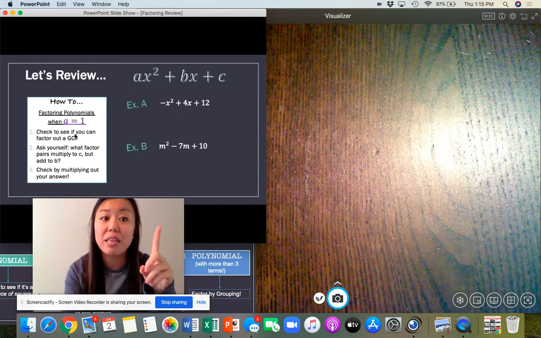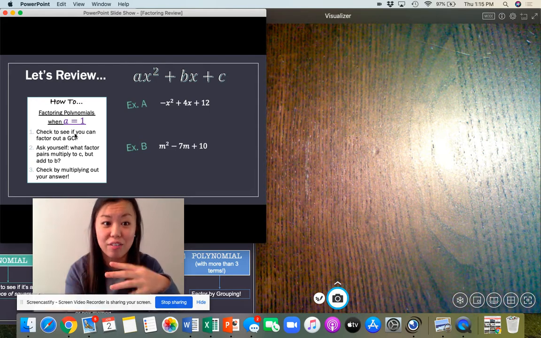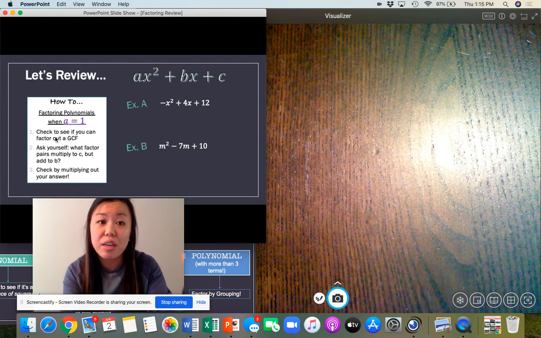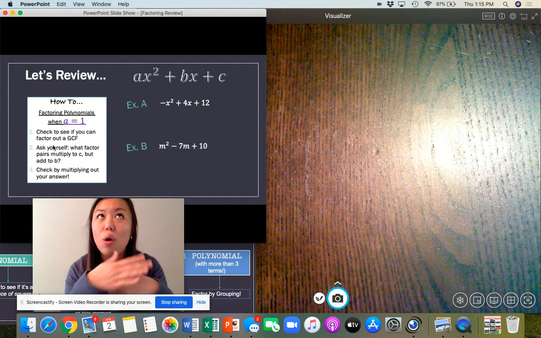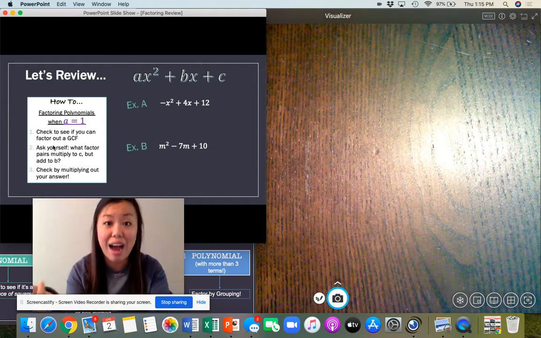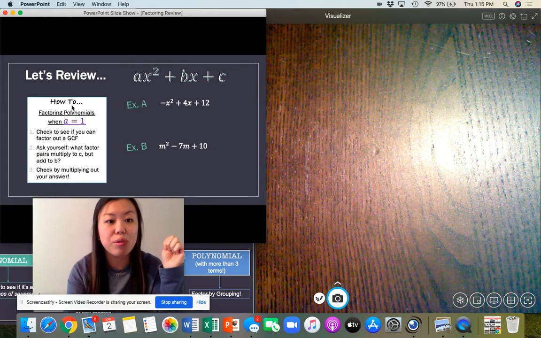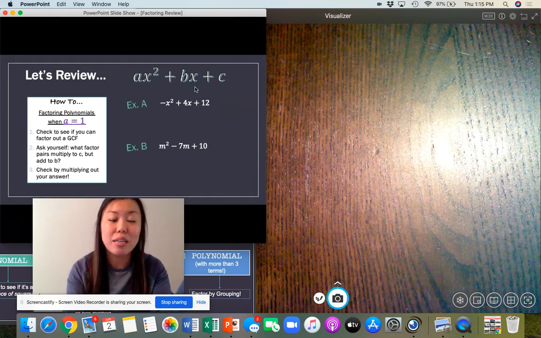What's nice about these examples is these are a little bit easier in the sense that we can use guess and check. No matter what type of polynomial I'm giving you, the first thing we should always be doing is to see if we can factor out a GCF. That's always your first step. Our goal is to factor the polynomial, so we want to see if we can factor out a GCF first. After we do that, we should ask ourselves, what factor pairs multiply to get me that final answer of c, but add to get to my coefficient b?